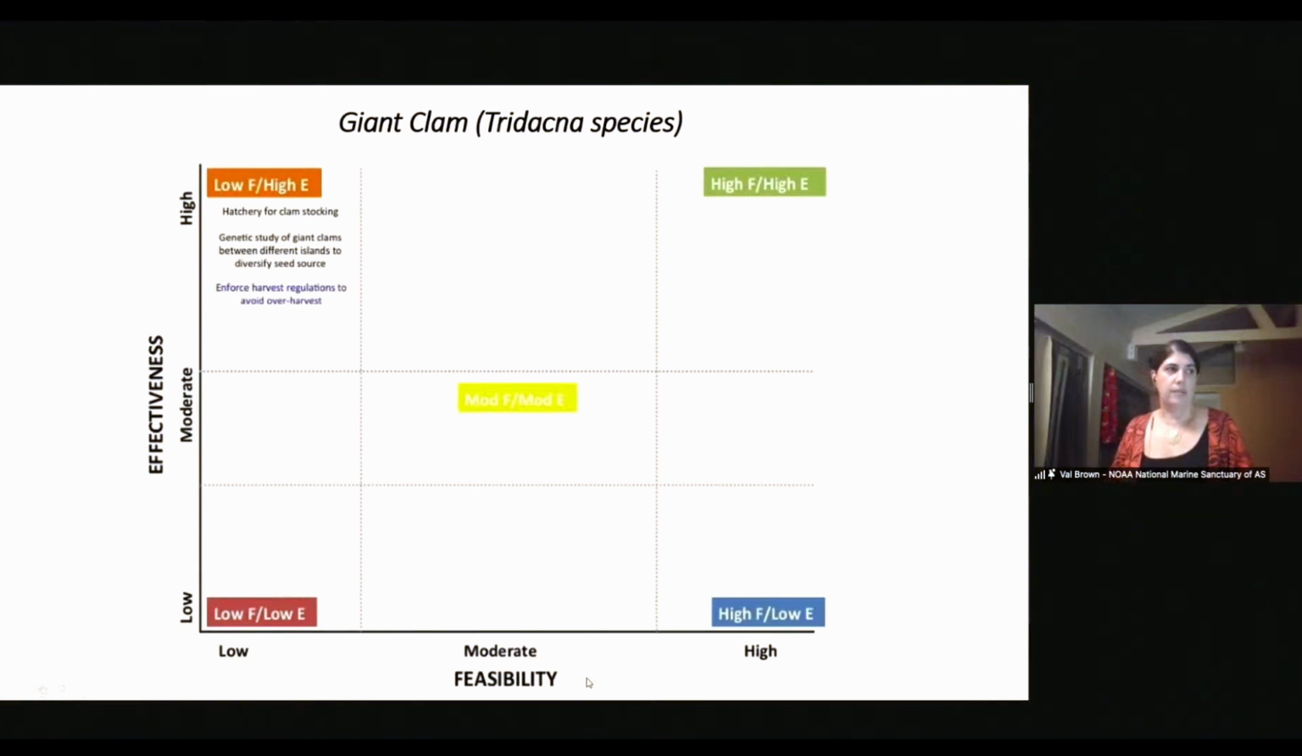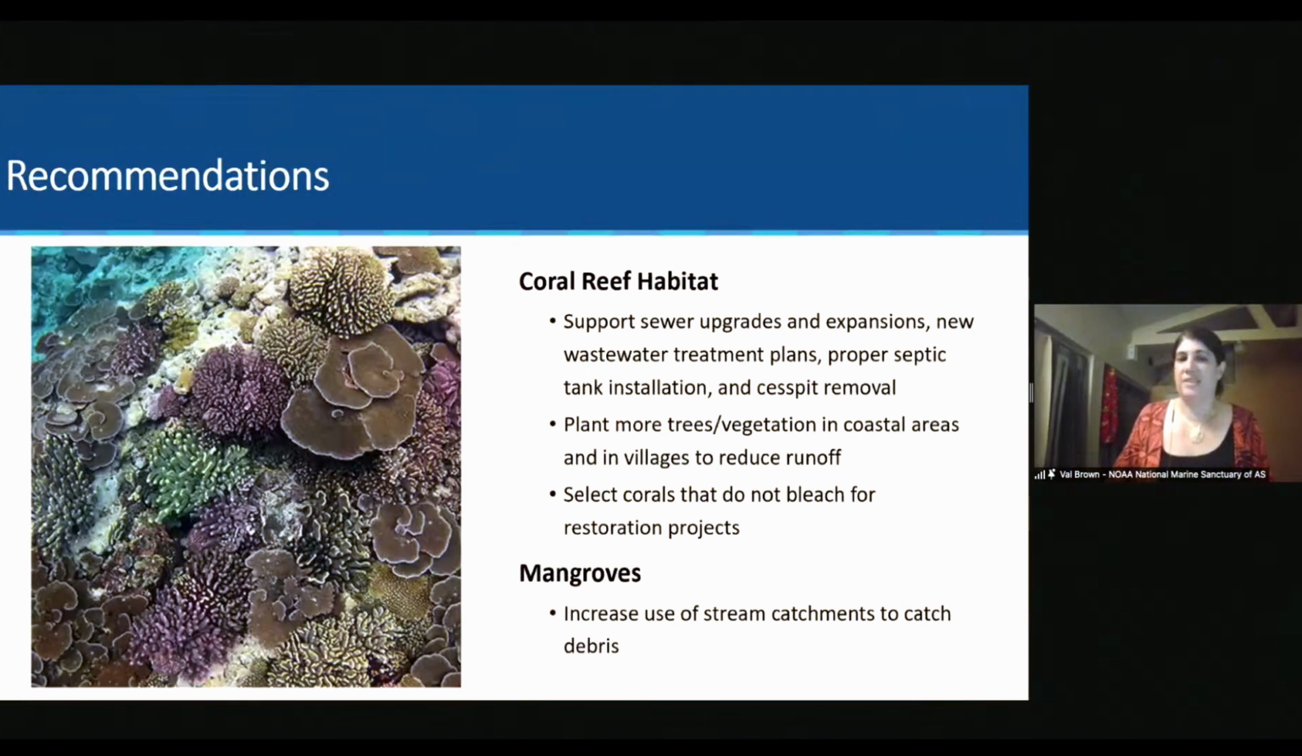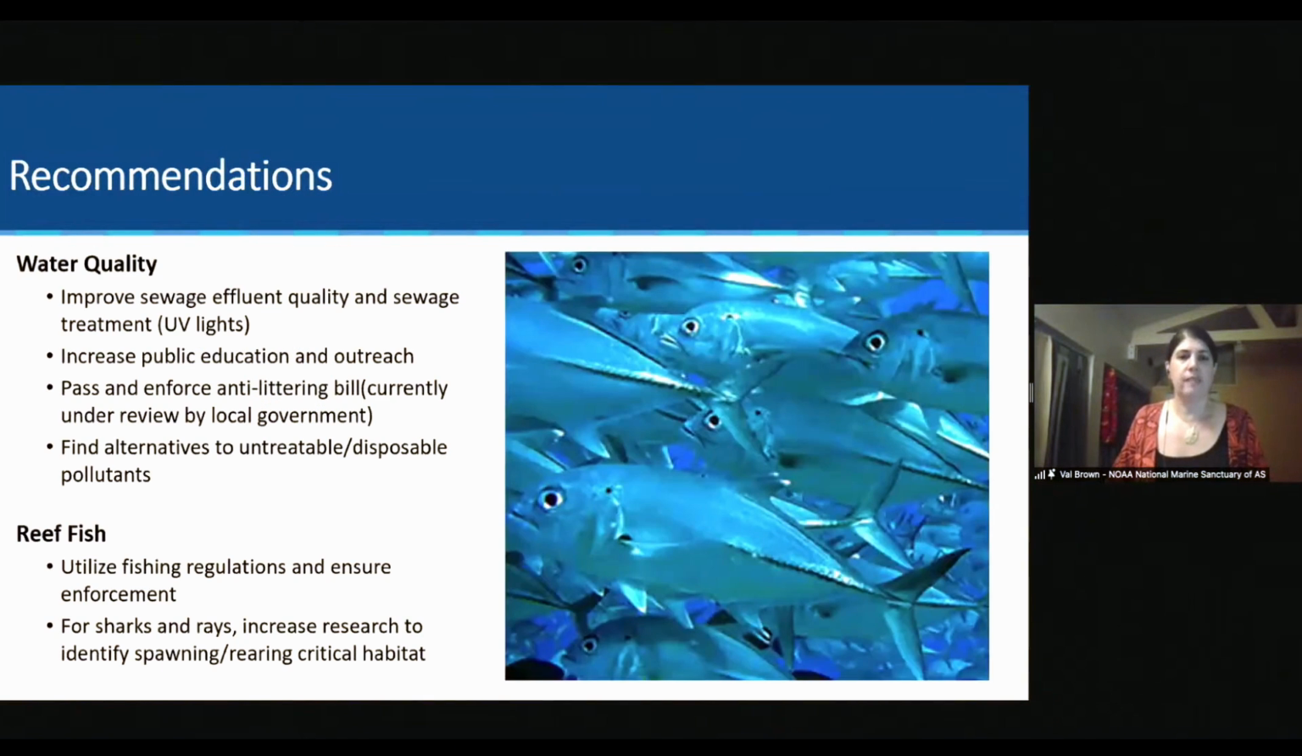And you'll notice that for the giant clam actions, the ideas of hatcheries, genetic studies, and enforcing regulations could have a high level of effectiveness, but the feasibility of actually implementing these was quite low. They went on to provide additional recommendations, and the result was a plan with broad strategies and actions. Many of these were outside of the scope of the sanctuary to act on. Some required significant investment, such as the development of new wastewater treatment plants or sewage systems, and some were not specific enough to be actionable, such as utilize regulations and ensure enforcement, but it didn't talk about the specifics of how to use regulations and what species to target.